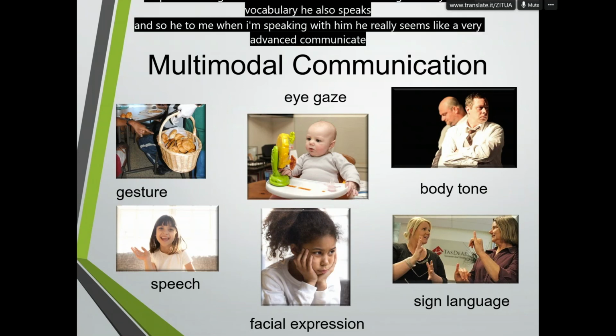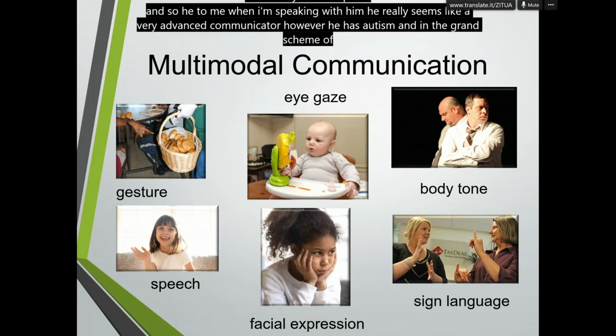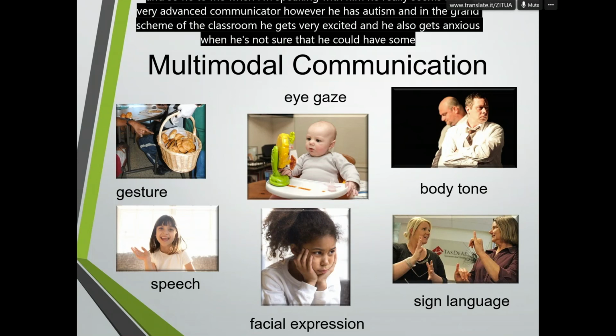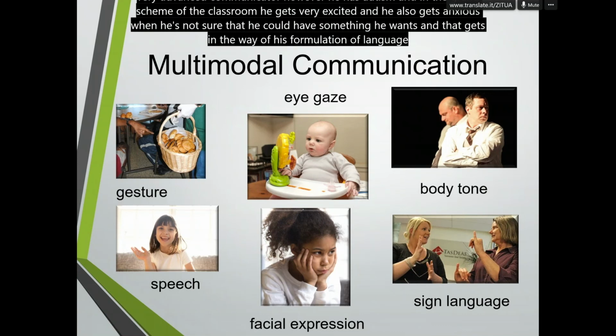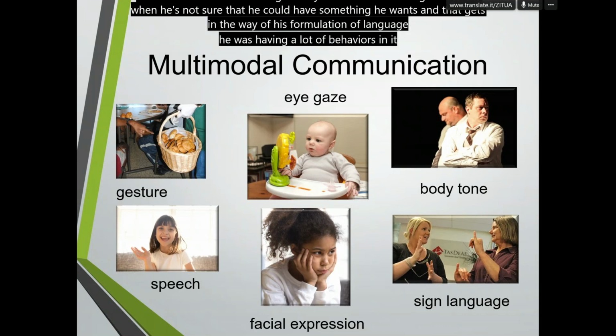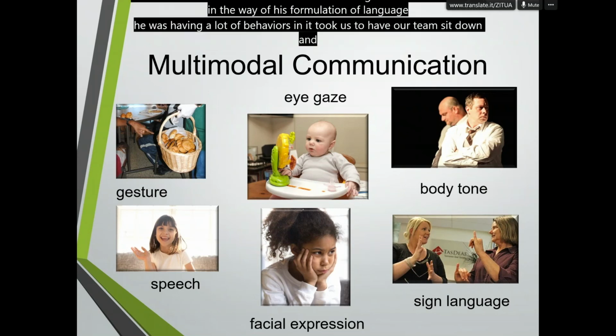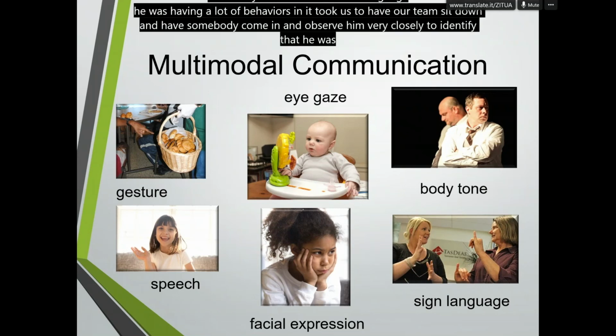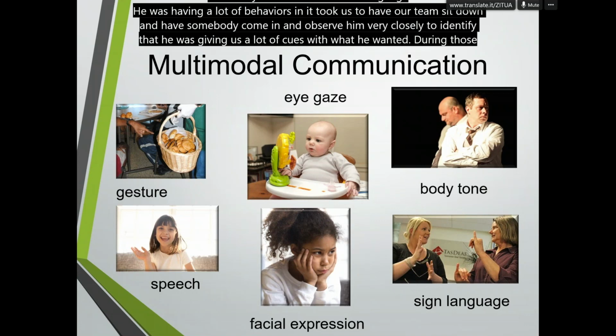However, he has autism, and in the grand scheme of the classroom, he gets very excited, and he also gets anxious when he's not sure that he could have something he wants, and that gets in the way of his formulation of language. He was having a lot of behaviors, and it took our team sitting down and having somebody come in and observe him very closely to identify that he was giving us a lot of cues with what he wanted during those times just through his eye gaze.